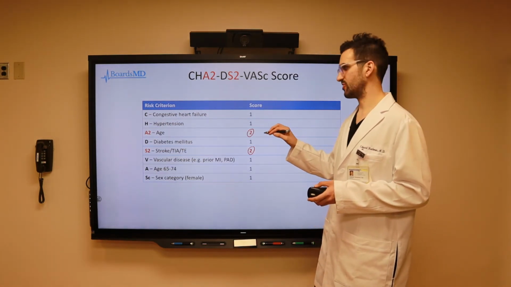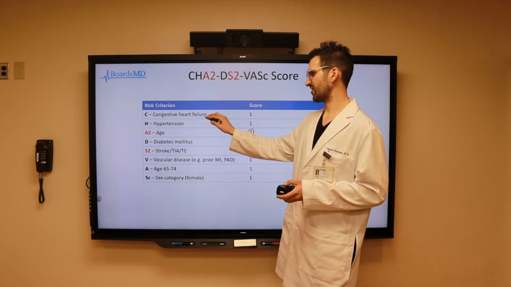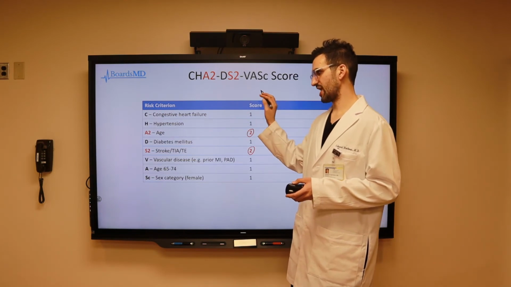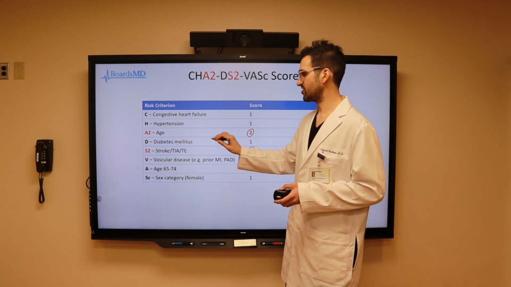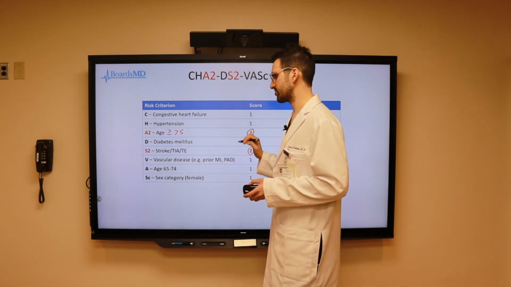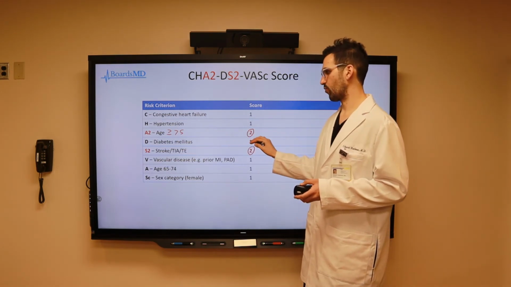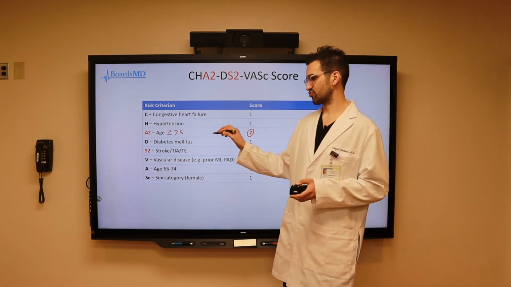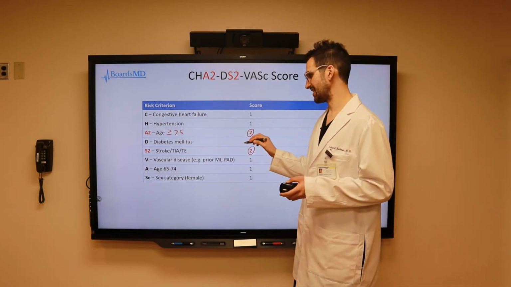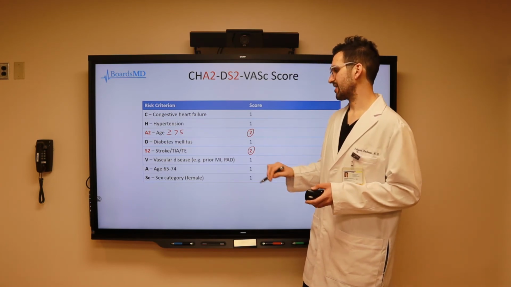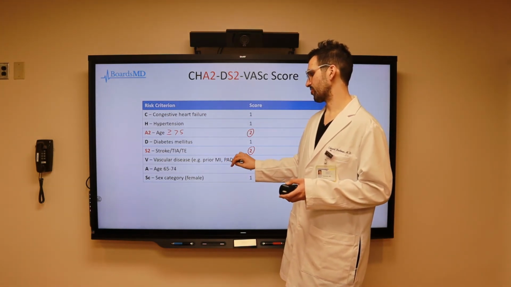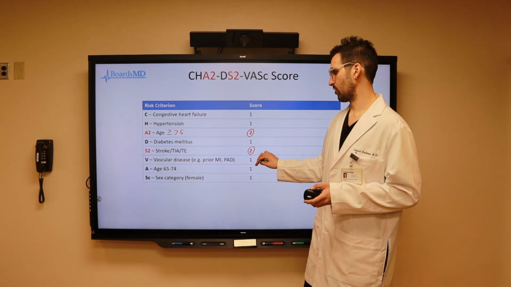Going through each risk individually, if the patient has congestive heart failure, they will get 1 point. If the patient has hypertension, they get 1 point in terms of their CHA2DS2-VASc score. If the patient has age that is greater than or equal to 75, then these patients will get 2 points. If the patient has diabetes, they will get 1 point. If the patient has a history of stroke, TIA, or thromboembolism, including DVT and PE, then these patients will get 2 points. If the patient has the presence of vascular disease, for example, a prior myocardial infarction or peripheral vascular disease, then these patients are going to get 1 point.